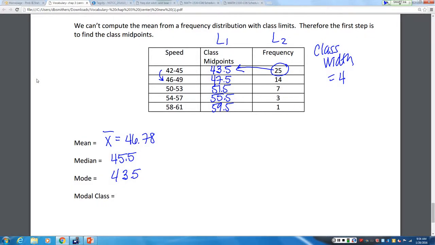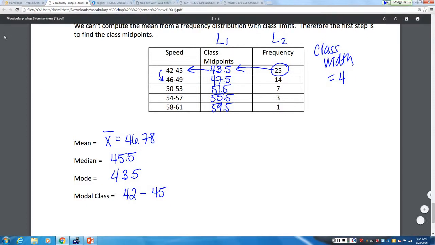Then what do you keep looking at to get the modal class? Right next door. What's your modal class going to be? 42 to what? To 45. Okay? So what can we say about these folks? These folks are obviously speeding. They're in a 30-mile-per-hour zone. The average people are doing like 46.78.